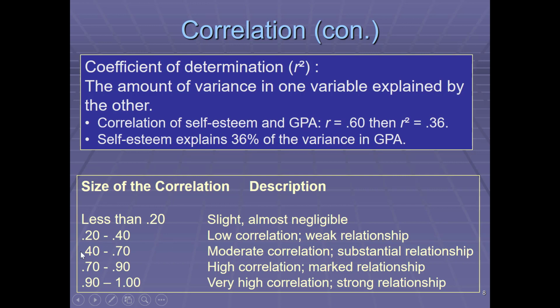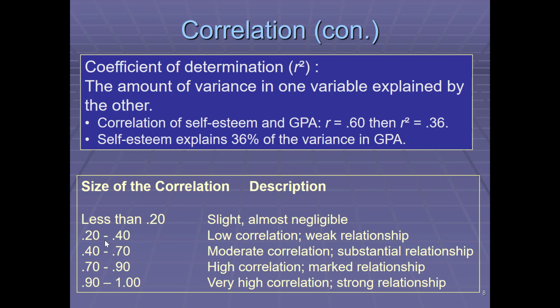Now here is a table I was telling you about. Here is how you can determine the size of your correlation. So if your correlation is 0.2, that means there's a slight to almost no correlation between the two variables. And if it's between 0.2 to 0.4, there is a low correlation or a very weak relationship. 0.4 to 0.70, that means there's a moderate correlation with substantial relationship.